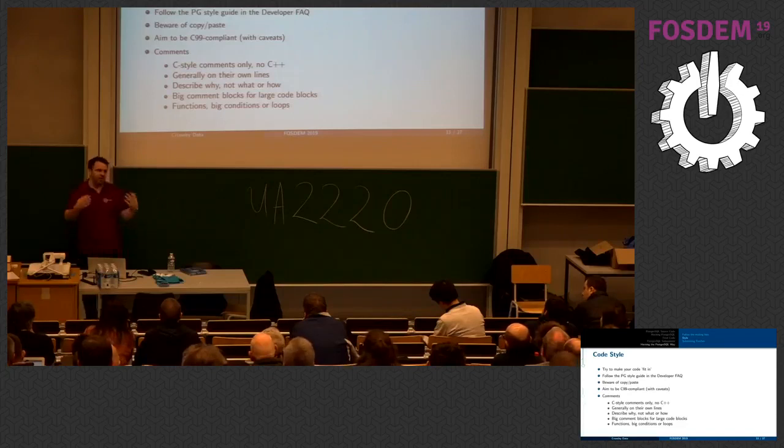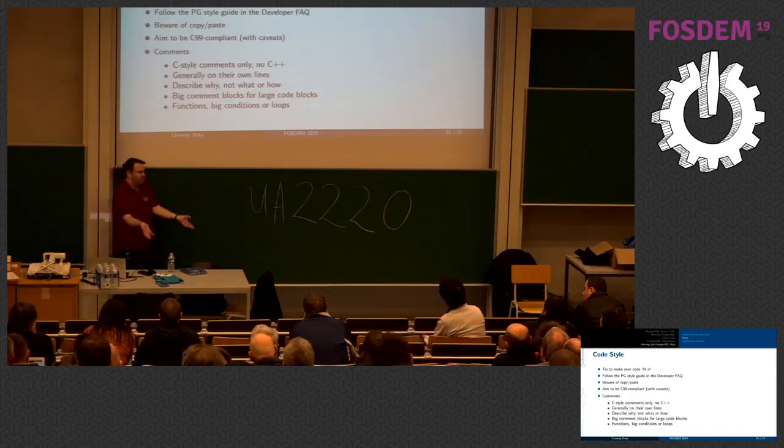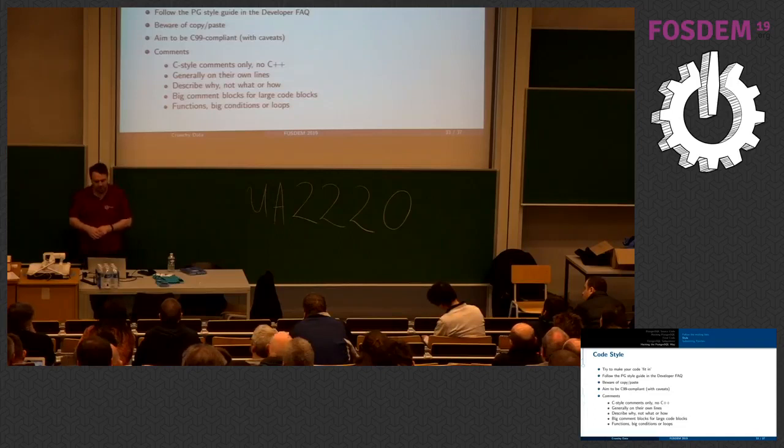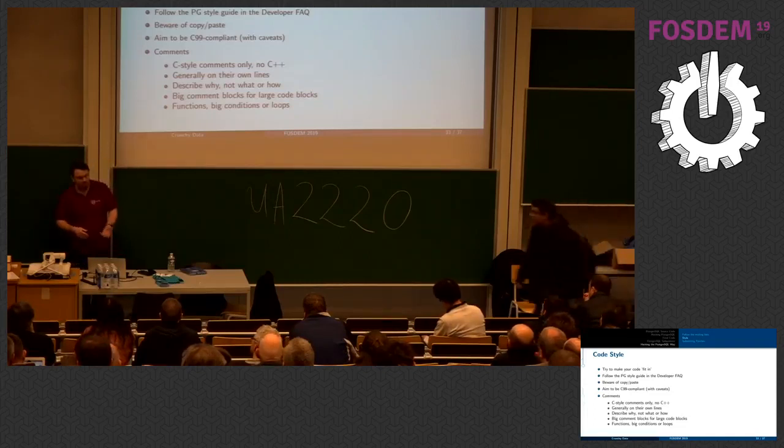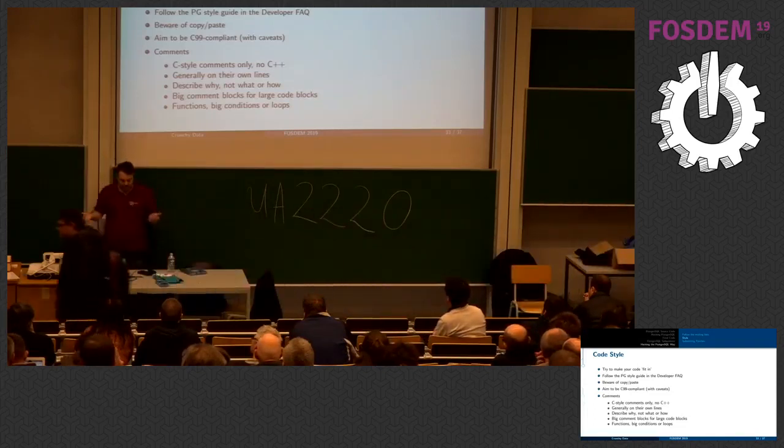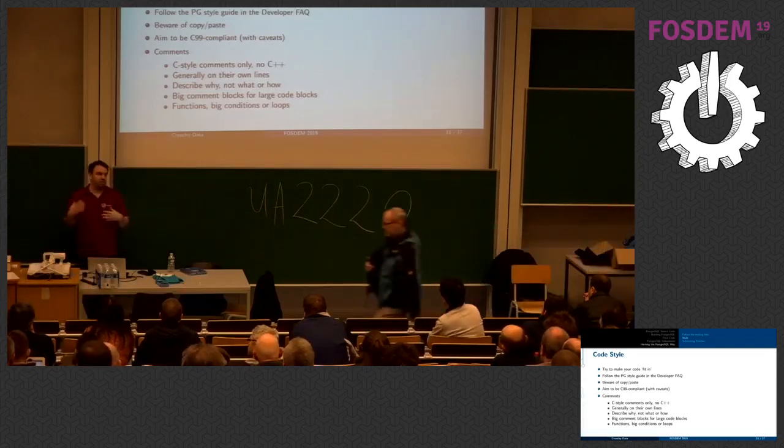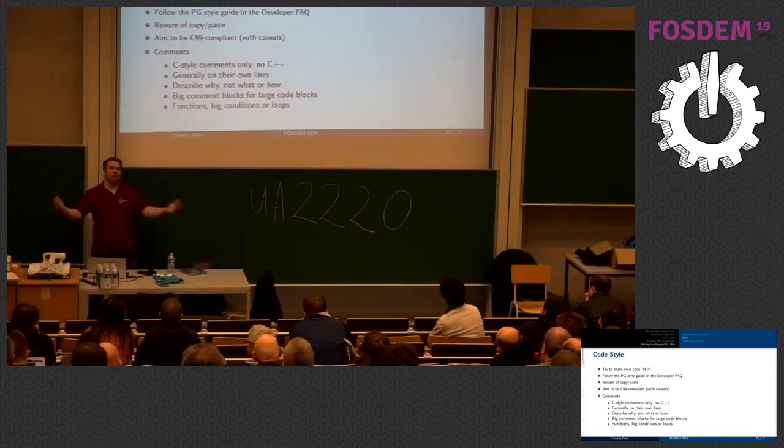Always describe why, not how, right? We can see what the code is doing. We want to know why the code is doing this, right? That's what really ends up mattering to us. Use a larger comment block for larger code blocks, of course, and in particular, comment your functions and tell people why they should use this function and what the function does.